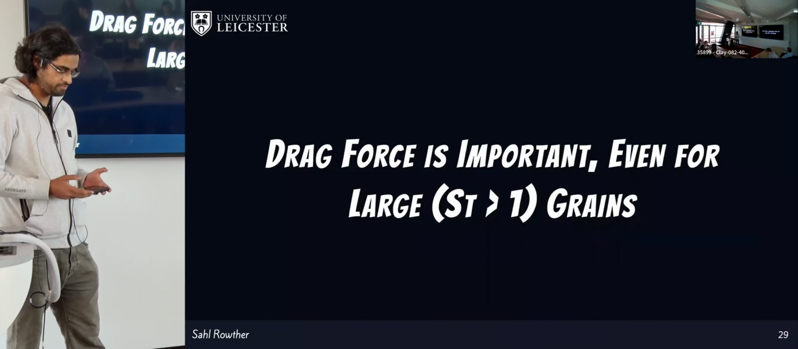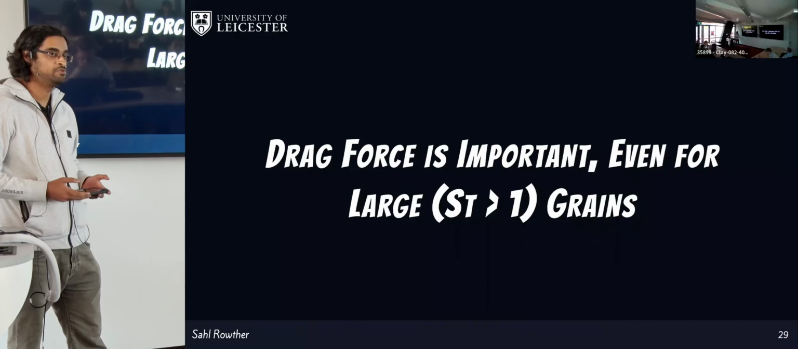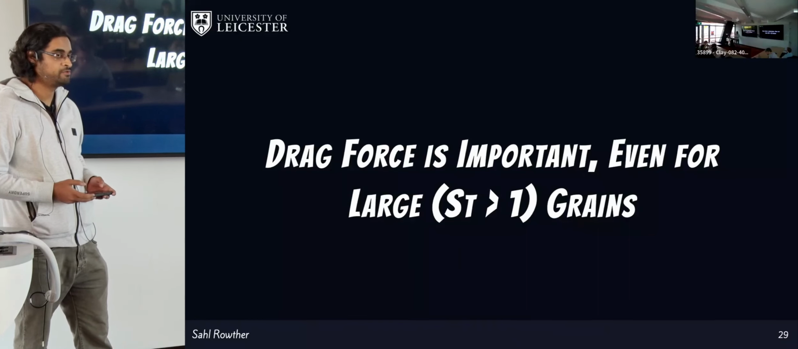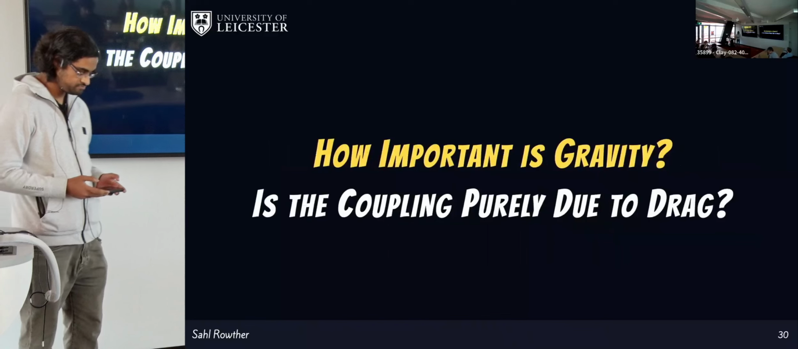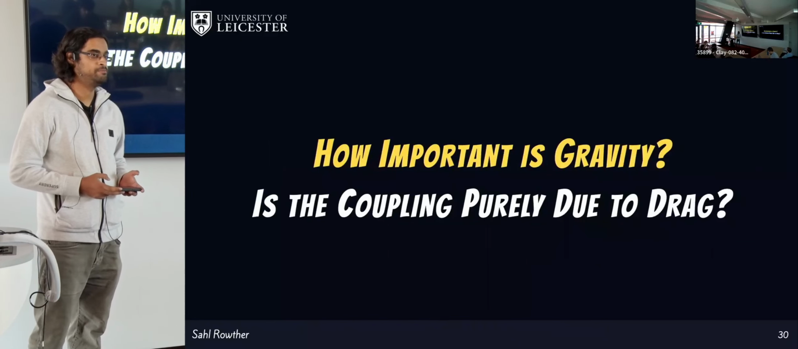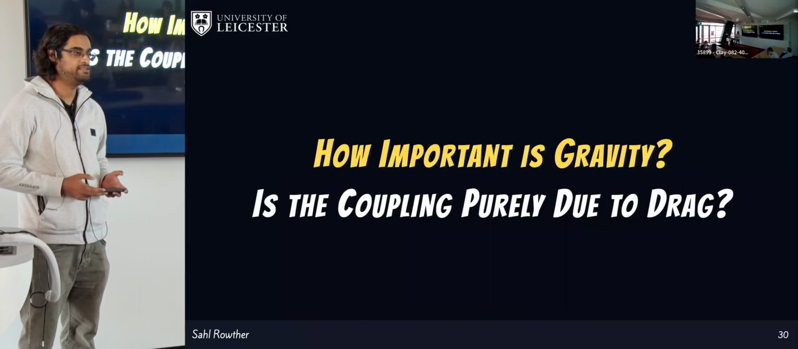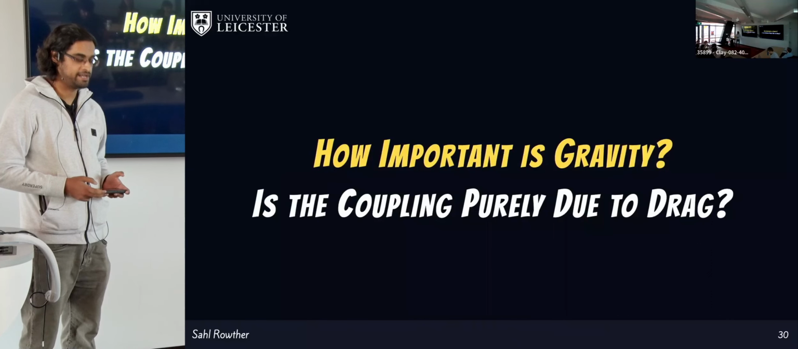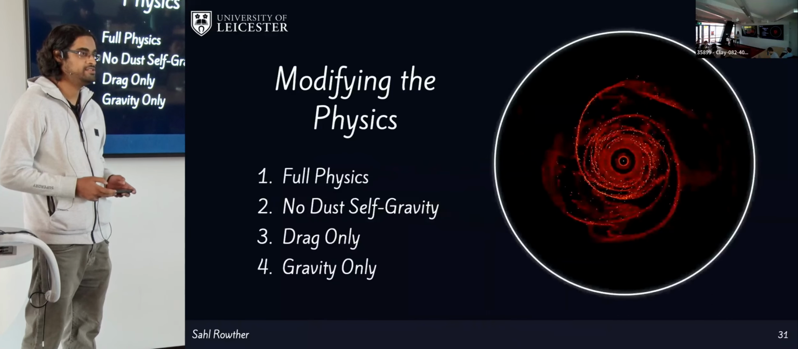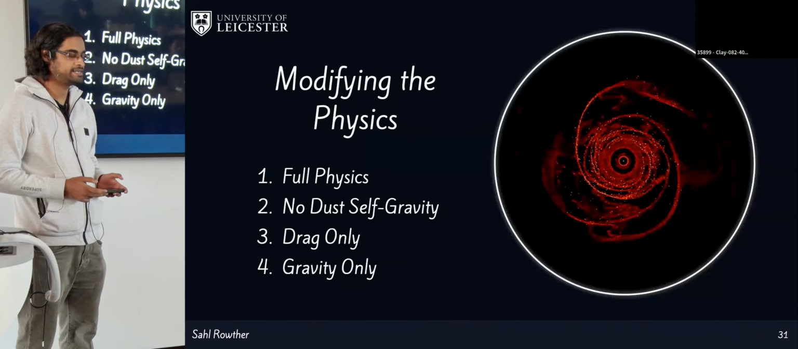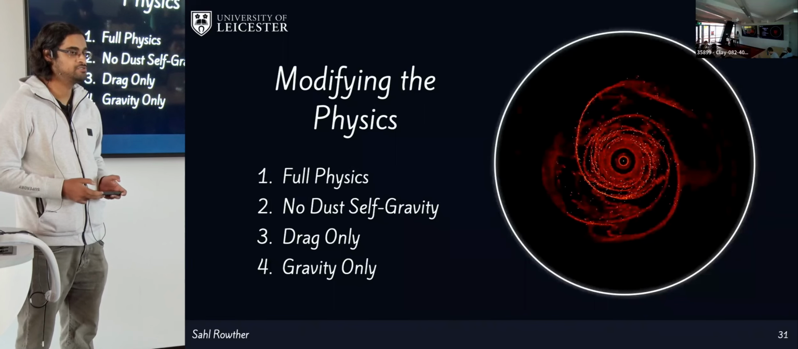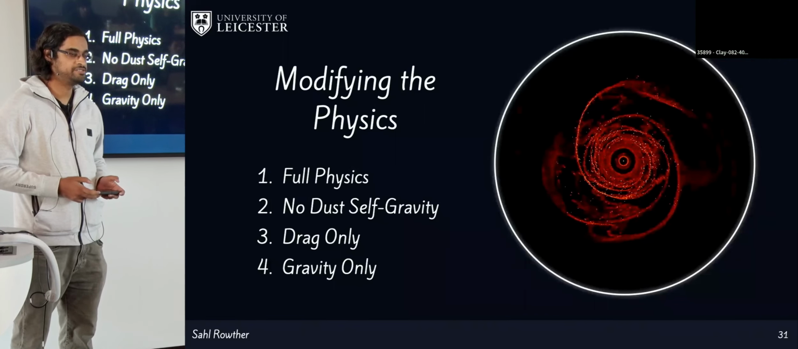So from these simulations, we clearly see that the drag force is important even for large dust grains with Stokes bigger than unity. However, what it doesn't tell us is how important is gravity, or whether the coupling we saw earlier is purely due to drag. So to investigate the role of gravity, we'll be looking at another 4 simulations where we turn off individual physics one at a time.